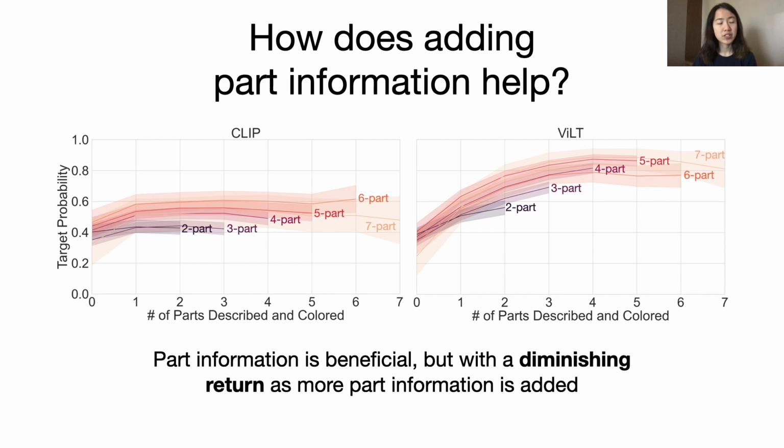Lastly, we answered the question, how does adding part information help, in more granularity? To achieve this, we gradually added parts for the models to see in evaluation. As we can see in the plots, part information is beneficial, especially for ViLD, but with a diminishing return as more part information is added.